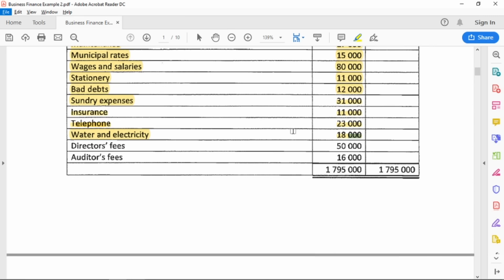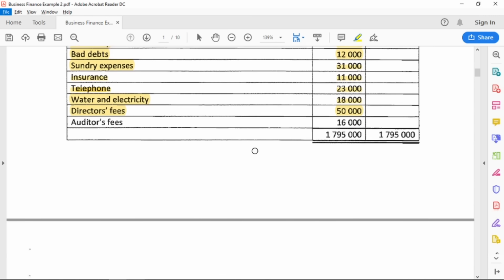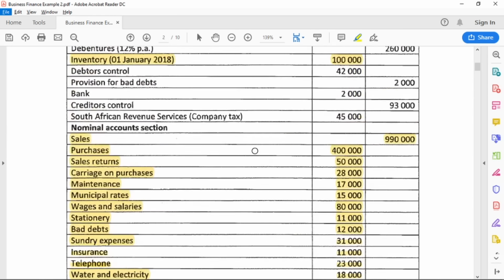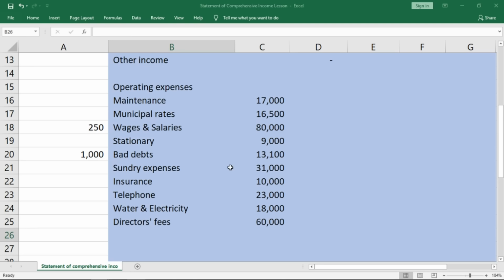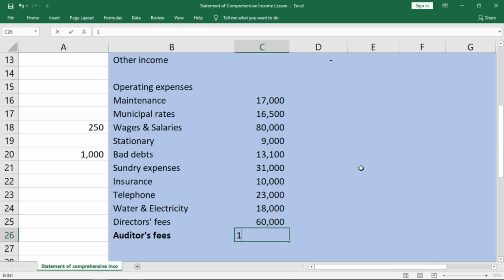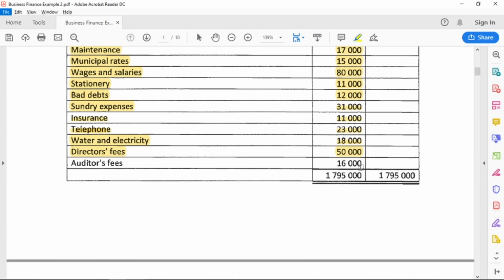So let's highlight this one. Then we are given auditor's fees over here, and we can see from additional information there is nothing on auditor's fees, so we're just going to write auditor's fees and record that amount. What was the amount? 16,000 rand. So we write down 16,000. Then I'm going to take out the bold from that one, and then I highlight auditor's fees.